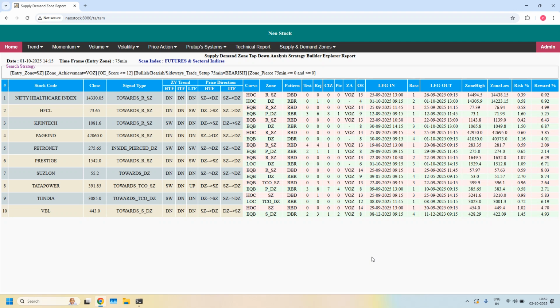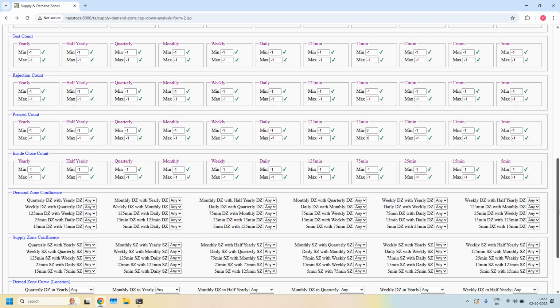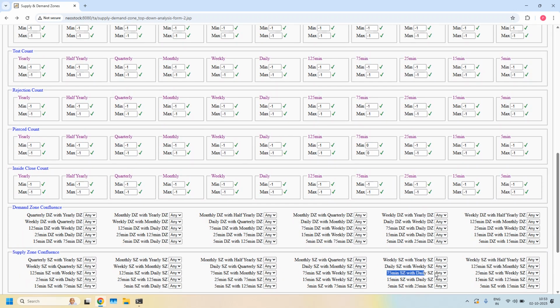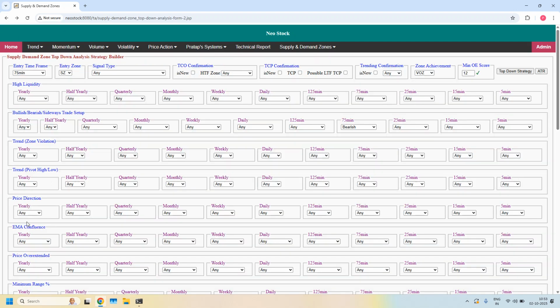Let's further filter for identifying high probability trade setup zones. First one is LTF and ITF supply zone confluence, 75 minutes and daily supply zone confluence. With this filter, we got 8 stocks. We can further filter based on the daily supply zone with daily EMA confluence.